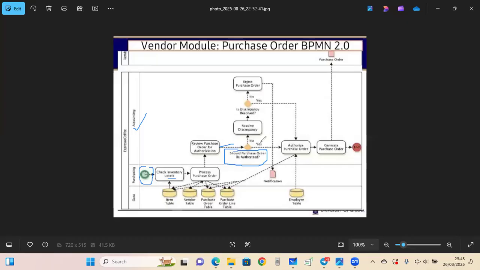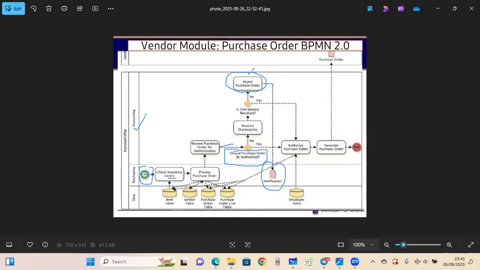If yes, then they go straight and authorize the order. But if no, they try their possible best to resolve that particular error that is making them not to order, right? If the discrepancy is resolved, then they continue to authorize the order. But if they are still not able to resolve that discrepancy, they will reject the order. Then everything will end here.